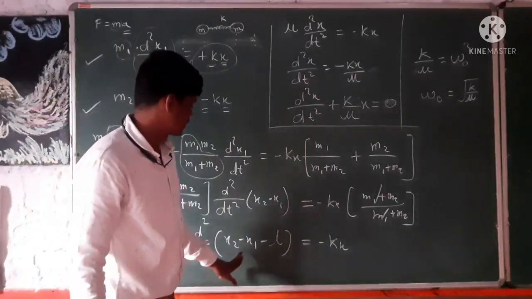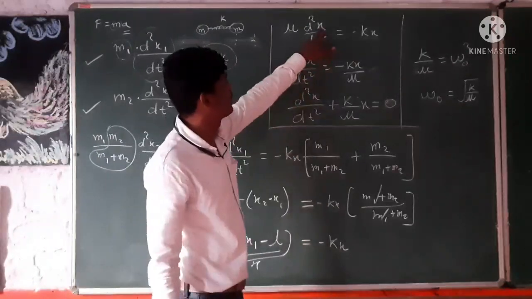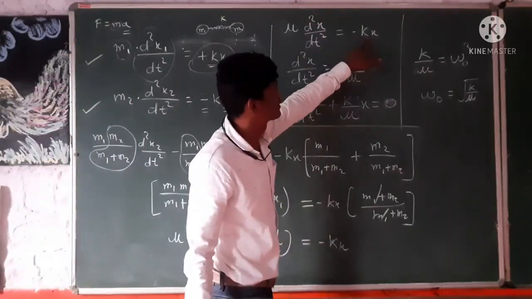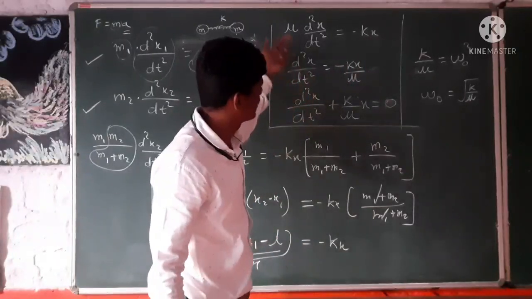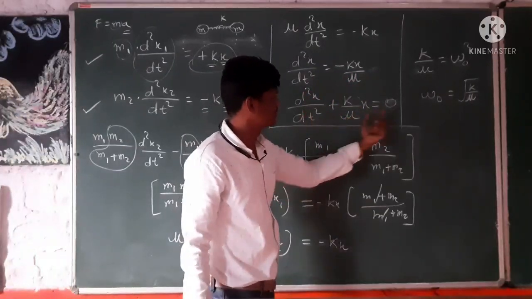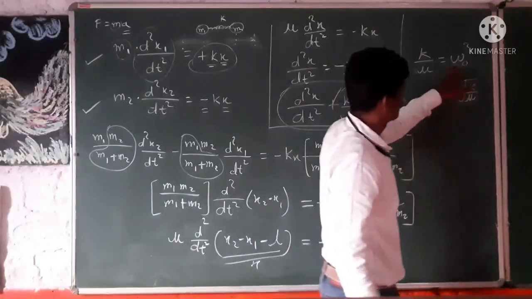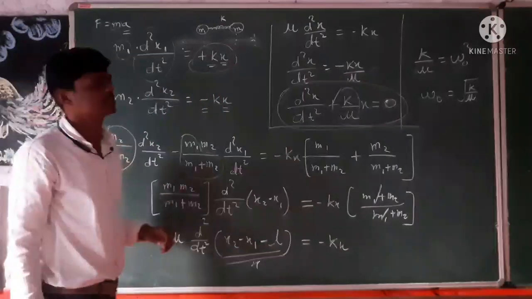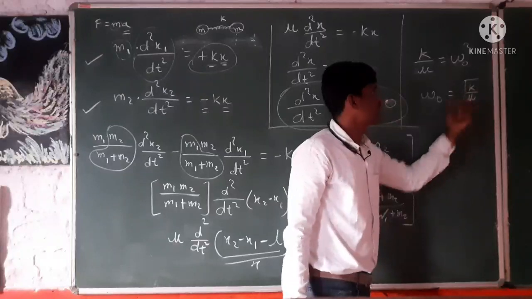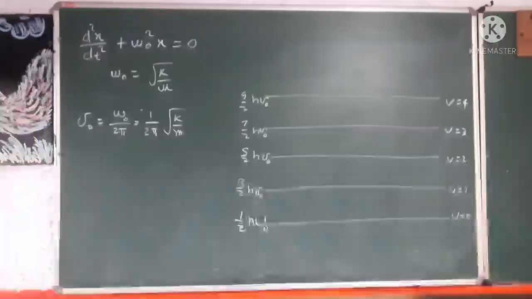Now here x2 minus x1 minus L, we know this is the displacement x. So just put this value here, you will get the reduced mass times the acceleration, then minus kx. After solving this, take this side, and here take this again on the left hand side, then the right hand side will be 0. We know this equation. So what is this? This is nothing but omega naught square, which is the natural frequency of a simple harmonic oscillator. So omega naught is under root k by mu. So that will be the natural frequency of oscillation for a simple harmonic motion.